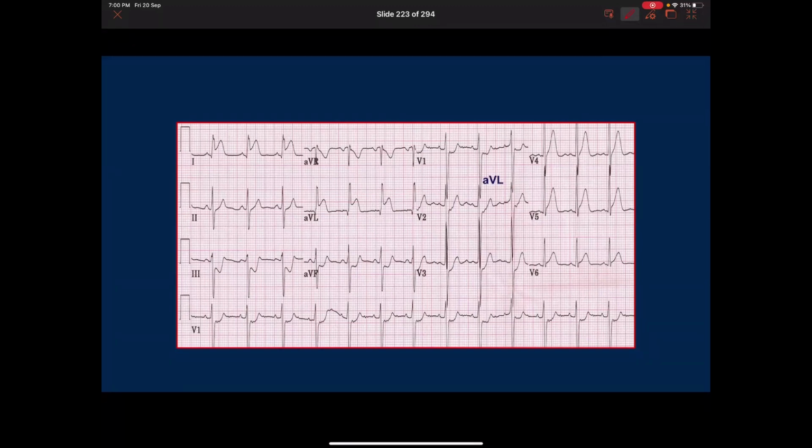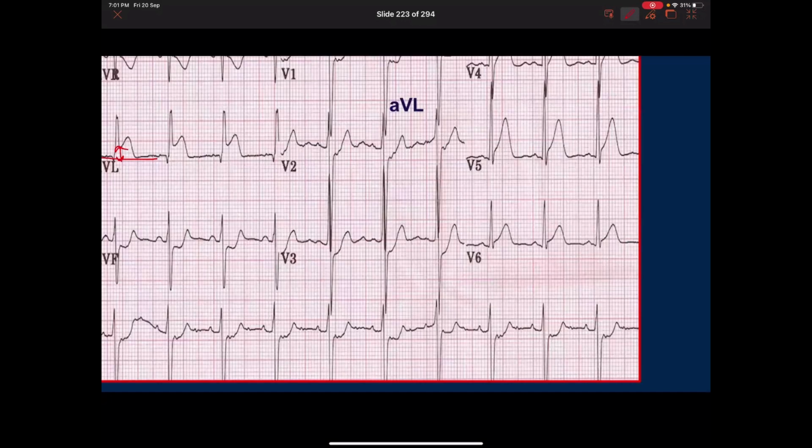I'll give you a hint. Lateral STEMI. Lateral. That's one. Yes, lateral. So you see how there's elevation here and elevation here. Or lateral, maybe you didn't notice this. You can even see them in 5 and 6.